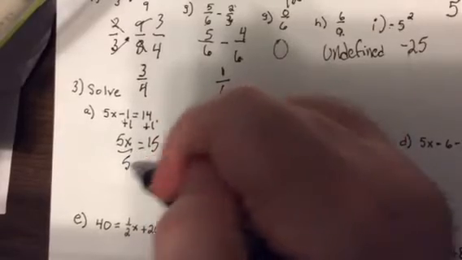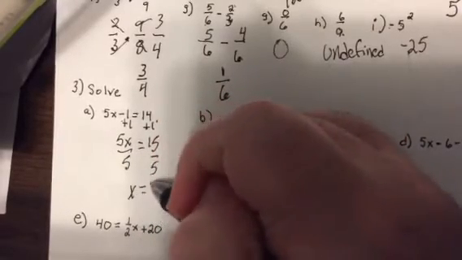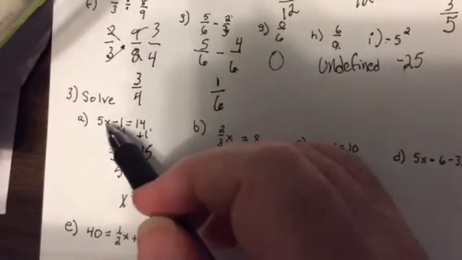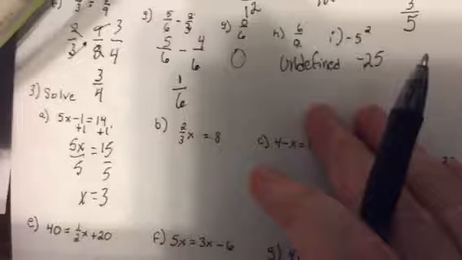And then divide by 5. And then if you want to check, you go 3 times 5 is 15, minus 1 is 14.